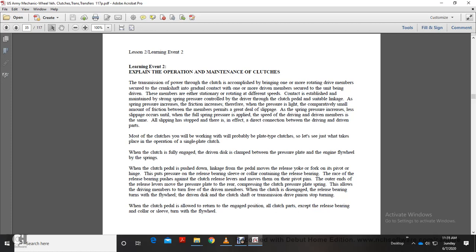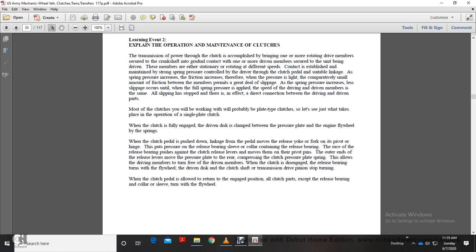As the spring pressure increases, less slippage occurs, until the full spring pressure is applied. The speed of the driving and the driven members is the same. As slipping stops, there is an effective direct connection between the driving and driven parts. Most of the clutches you will be working with are probably plate type clutches.